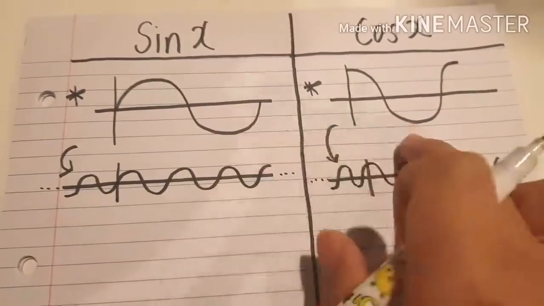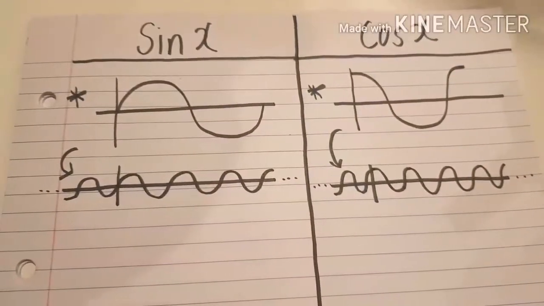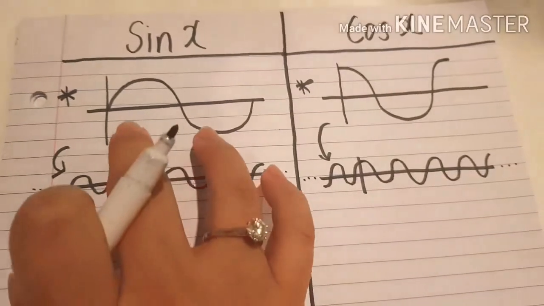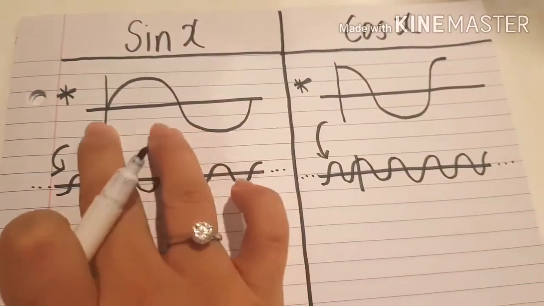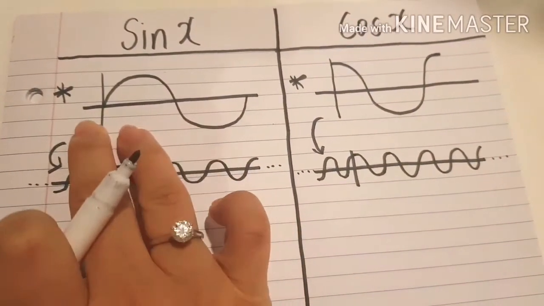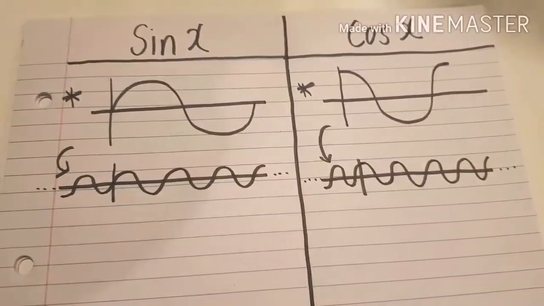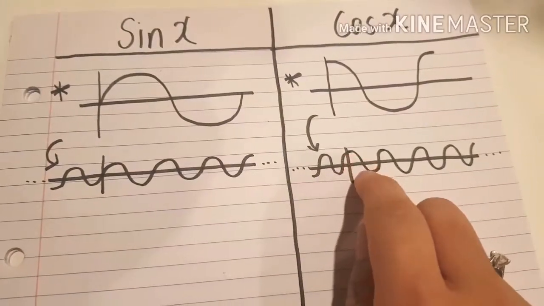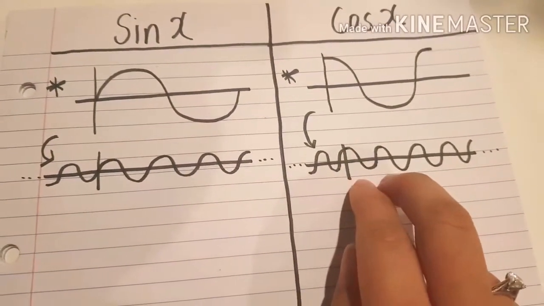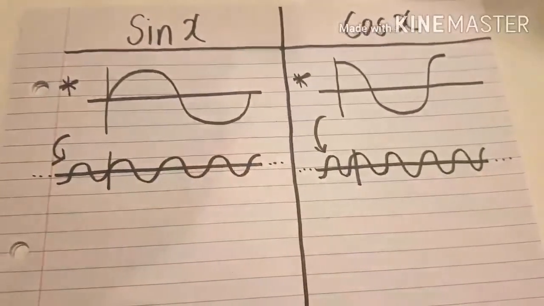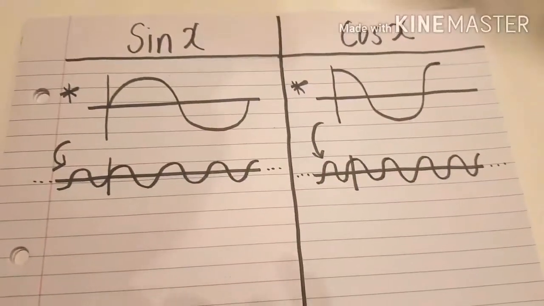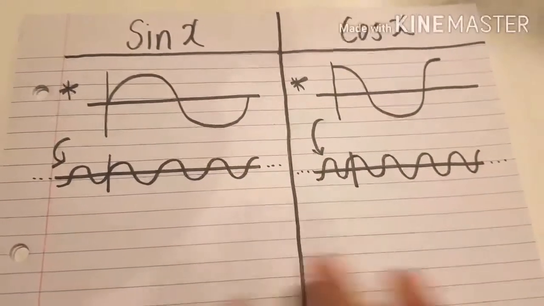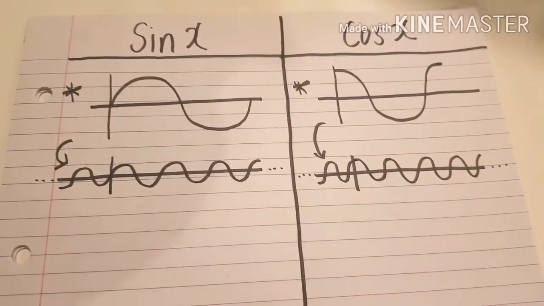Those two look very similar. If you move this graph a little bit this way, it becomes cosine. Or if you move the cosine curve a little bit this way, it becomes sine. So the sine and cosine graphs are basically the same graph, but with a horizontal translation.